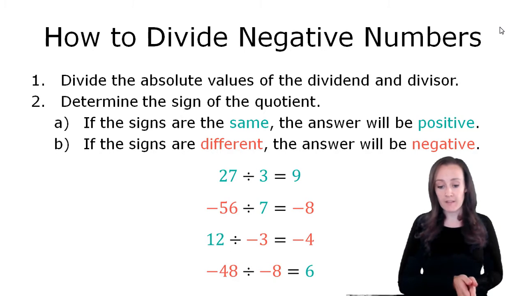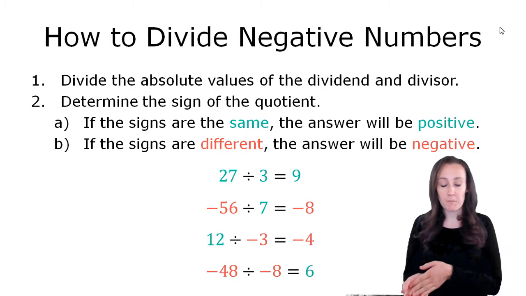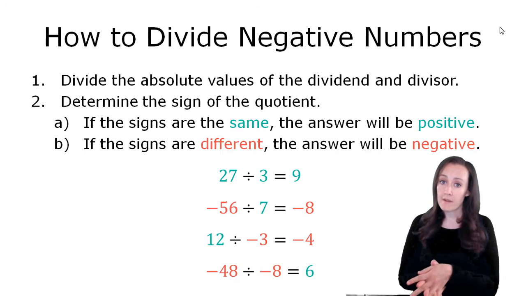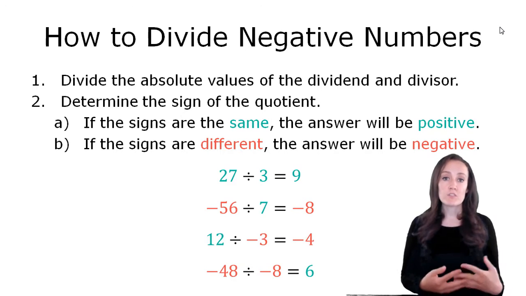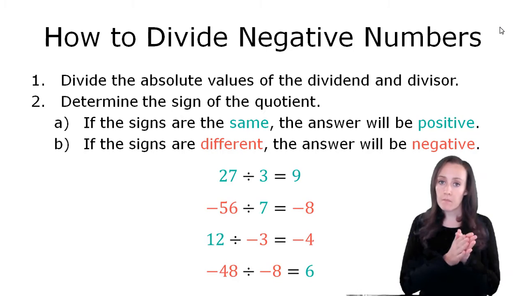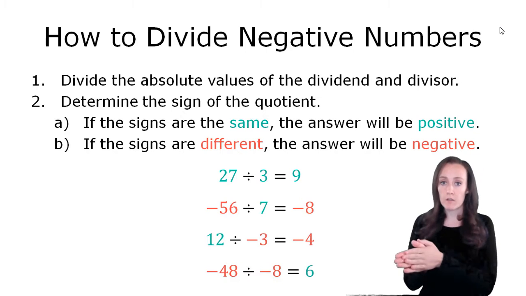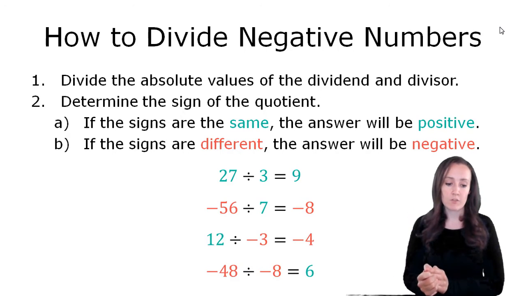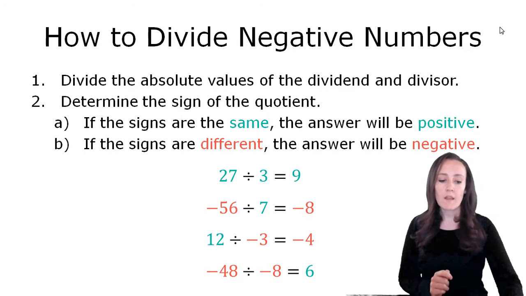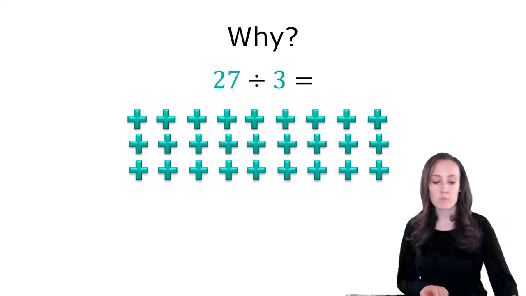If they're different signs, like negative 46 divided by 7 or 12 divided by negative 3, then your answer is going to be negative. So the same signs have positive answers, different signs have negative answers. And the reason why this is because of how division works.